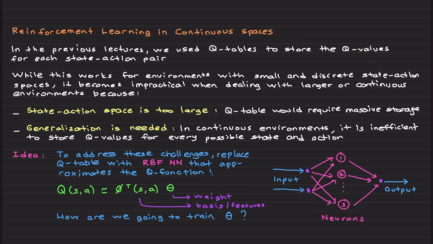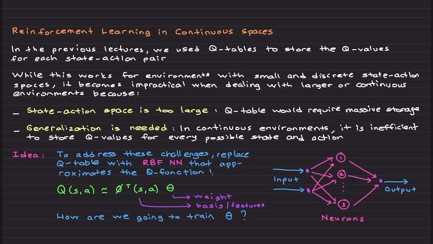If you remember, they are like a table. States are there, actions are here, and we wrote some numbers. If you are at state one, action is this, and if one value is greater than the other one, we calculate the optimal actions or optimal policy. This works for environments with small and discrete state action spaces.